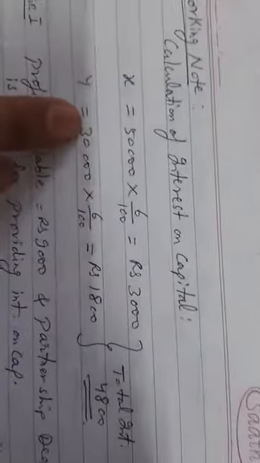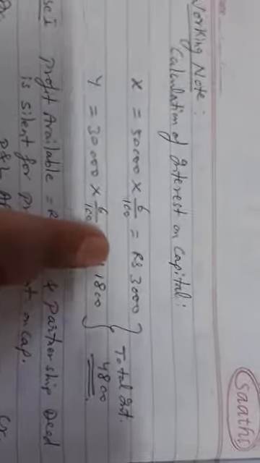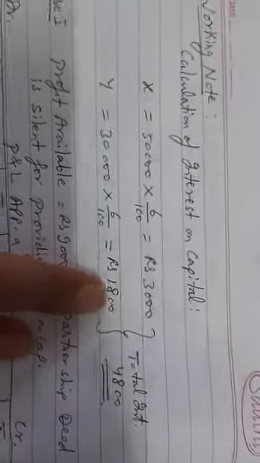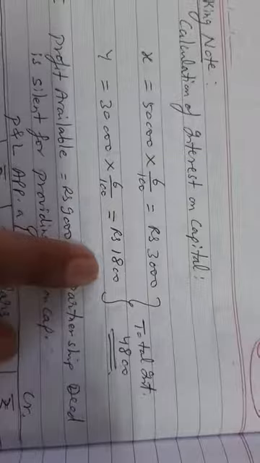Now you see, first of all we have to calculate, because the amounts are the same for each and every type of case. So first of all we can calculate the interest on capital of the partners. For X, the capital is 50,000 at the rate of 6%, 3,000 becomes his interest on capital, and for Y, 30,000 at the rate of 6%, rupees 1,800 becomes his interest, and total interest on capital becomes 4,800.